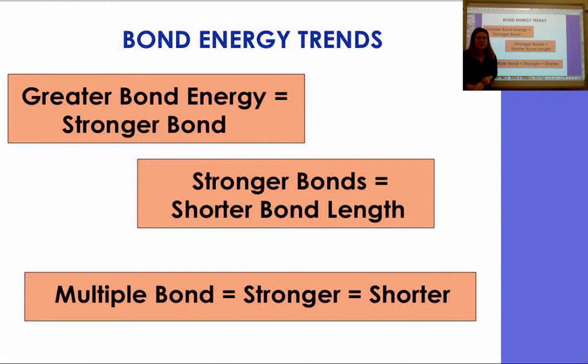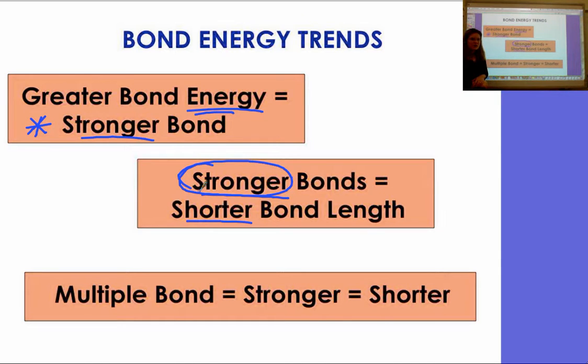So, some general trends about bonds. Greater bond energy is a stronger bond. It will require more energy to break the bond. It's therefore stronger. Stronger bonds are shorter. If you think of a pencil and you have a regular pencil that hasn't even been sharpened and you try and break it, it's pretty easy. But as your pencil gets shorter and shorter, it's harder to break.